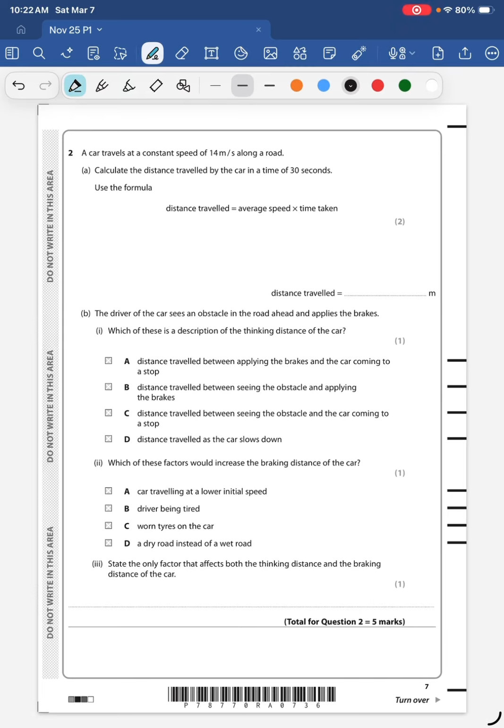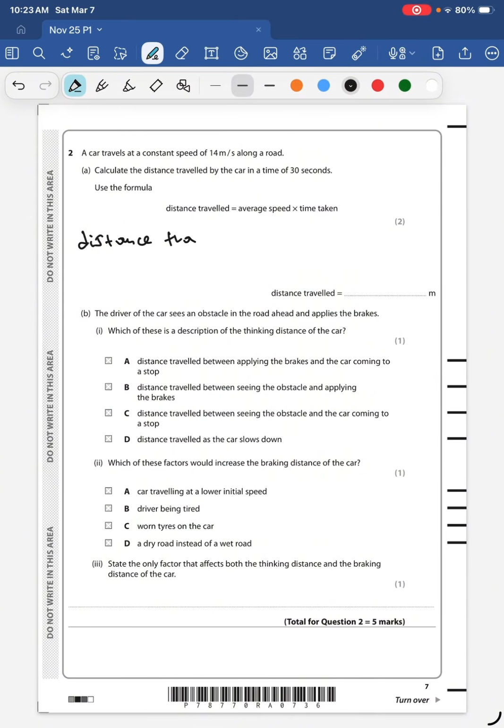I have my notes here. A car travels at a constant speed of 14 meters per second along a road. Calculate the distance traveled by the car in a time of 30 seconds. Use the formula: distance traveled is average speed times time taken. So, let's write this down.